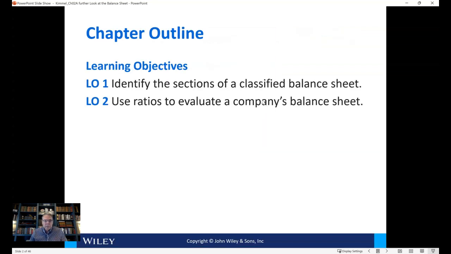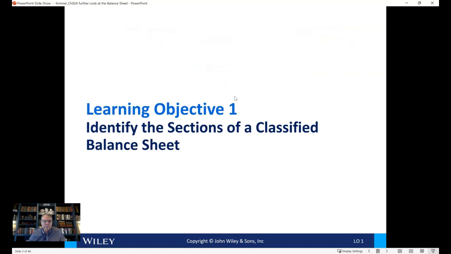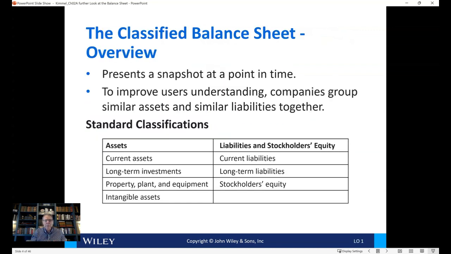We want to identify the sections of a classified balance sheet. A classified balance sheet just means that we're going to separate things by liquidity, and use ratios to evaluate a company's balance sheet. All right, so the classified balance sheet overview presents a snapshot at a point in time. It would be similar to if you were to produce a personal balance sheet.